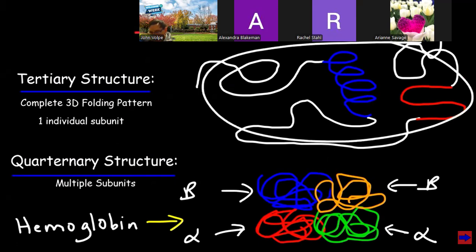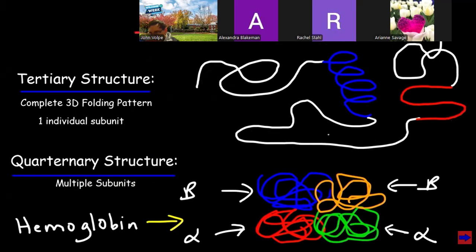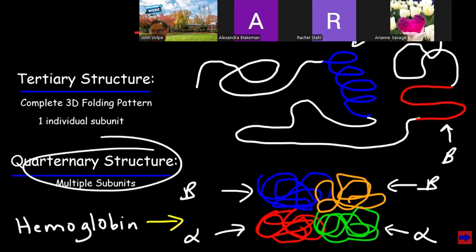And so here's a visual illustration of it. So we can see some areas it's just a straight chain. Here we have an alpha helix, and here we have a beta pleated sheet. Now, the tertiary structure is one individual subunit. When you combine multiple subunits, you create a quaternary structure.